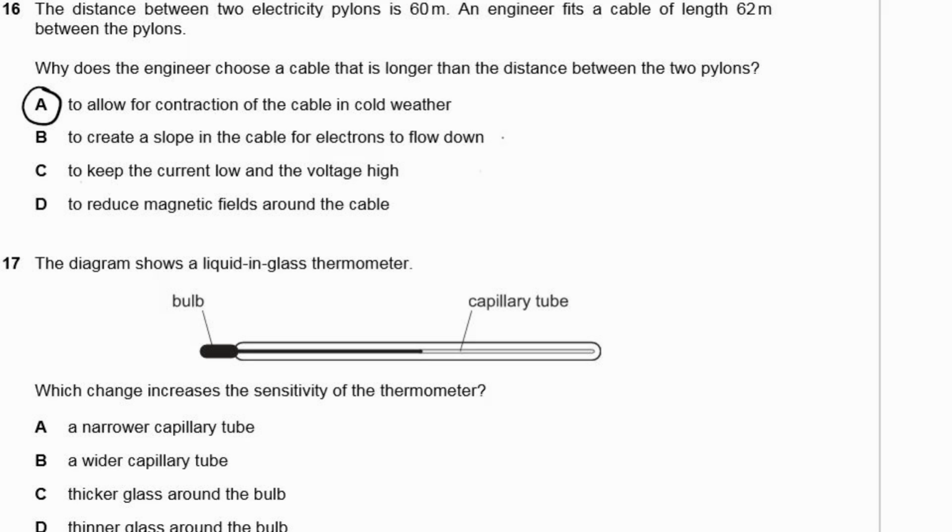So let's look at the other options. B is to create a slope in a cable for electrons to flow down. No, that's not how electrons work. C, to keep the current low and the voltage high. Well, depends how high up it is, doesn't it? No, it's not that. D, to reduce magnetic fields around the cable. That doesn't work either.